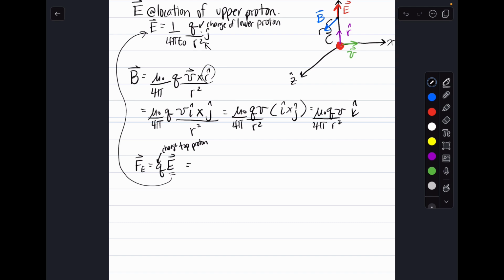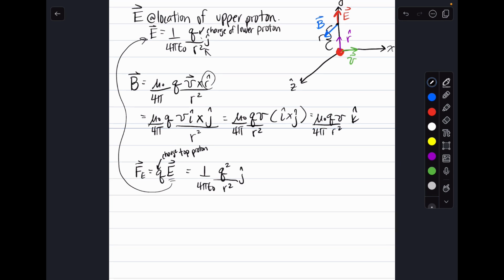So we'll just spell it all out. We get 1 over 4 pi epsilon naught, q1 q2, they're both the q. They're both protons, so it ends up being q squared over r squared. And that is in the j hat, because all we did was multiply the E vector by a scalar, so its direction didn't change. Now, if that q was negative, then we would have a negative j hat. But it's not. They're both positive.